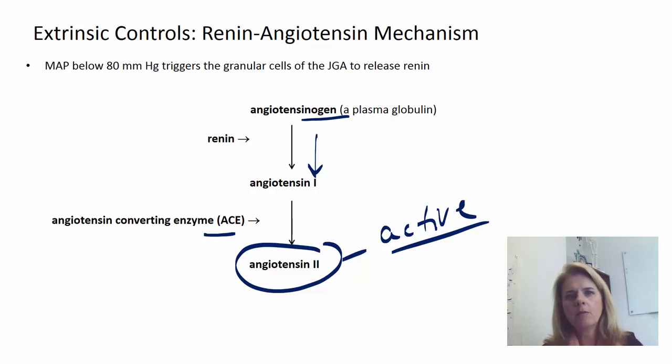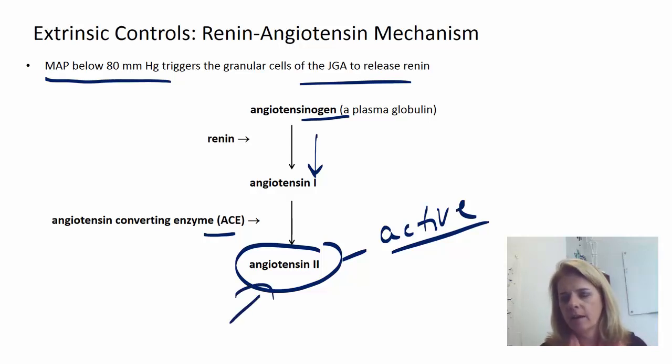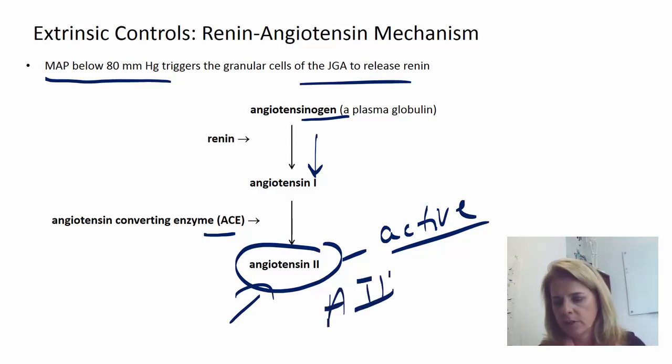Anytime you need to raise blood pressure, in a sympathetic event, or if your mean arterial pressure falls below 80, remember I gave you that range of 80 to 180, then something's causing your blood pressure to fall. You're going to pass out, so you have to get your blood pressure back up. A triggering event of low blood pressure below 80 will also trigger the JG cells to release renin. Renin increases blood pressure by a cascade effect, resulting in the production of angiotensin 2, which you'll often see written as just A2.